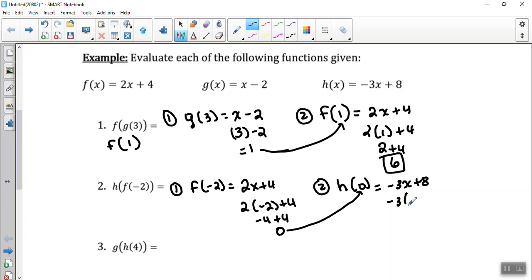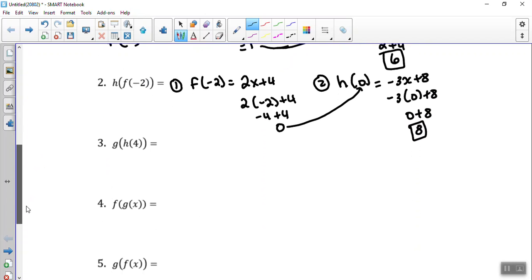And then I'm going to plug in whatever answer I got here, which was 0 plus 8. So negative 3 times 0 is just 0 plus 8, which is 8. That's my answer. Okay, my last example I have here.